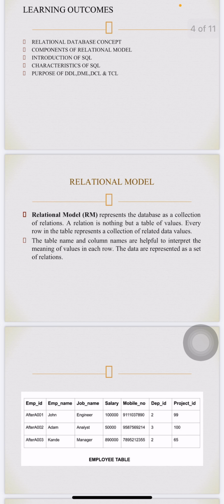So, what is a relational model? A relational model represents a database as a collection of relations. A relation is nothing but a table of values. Every row in the table represents a collection of related data values. The table name and column names are helpful to interpret the meaning of values in each row. The data are represented as a set of relations. So the relational model is tables, rows, and columns connected with each other. It depends on their relation.